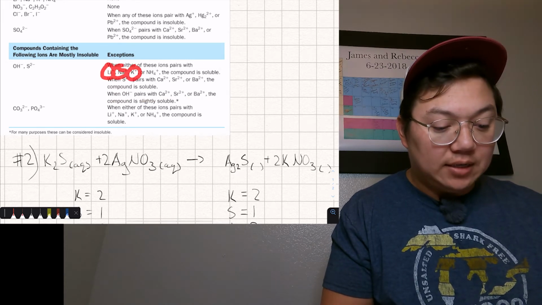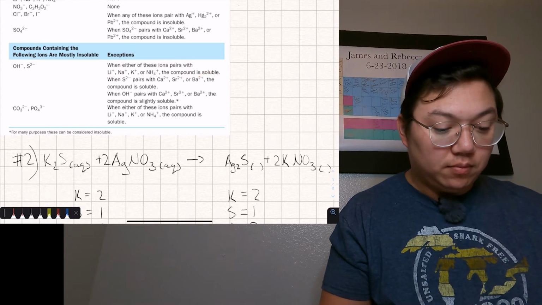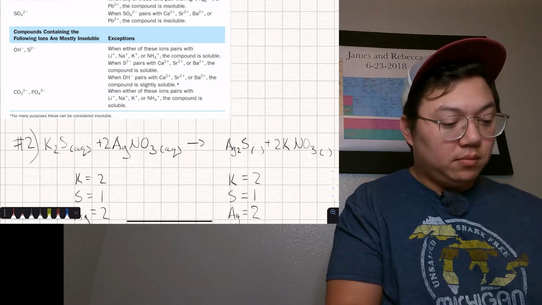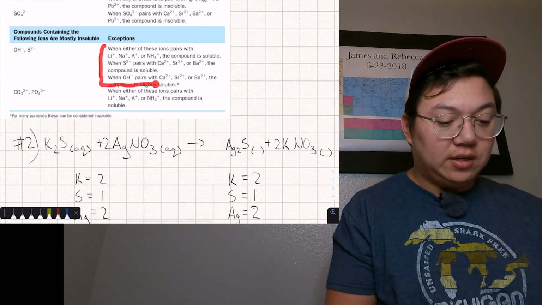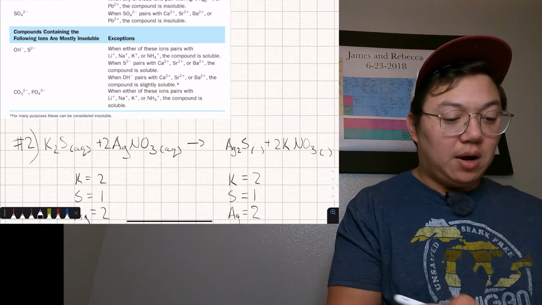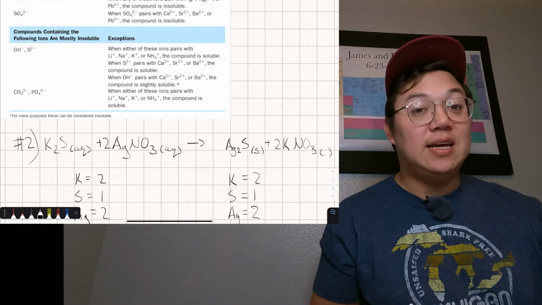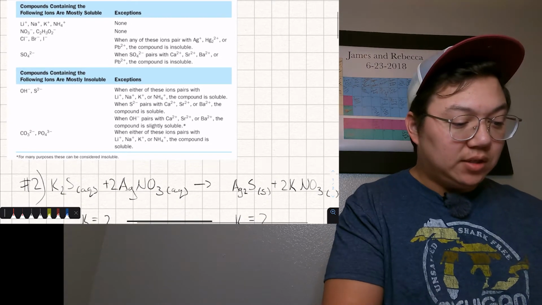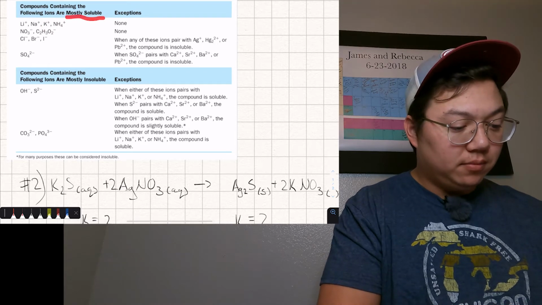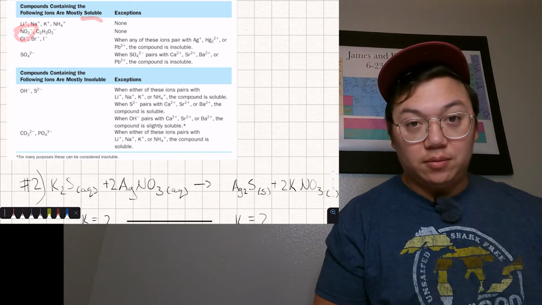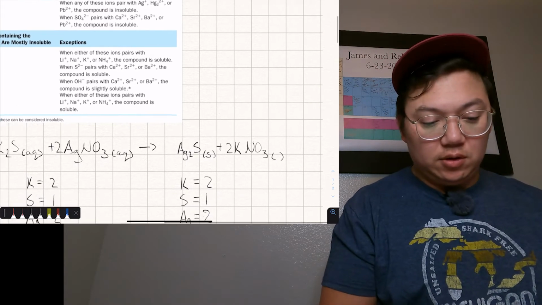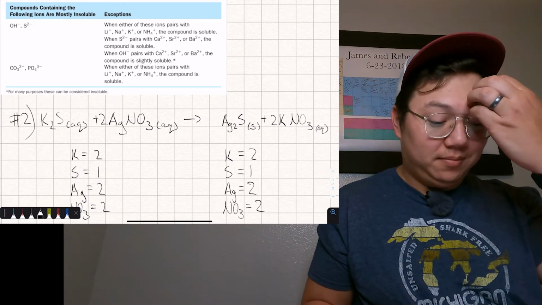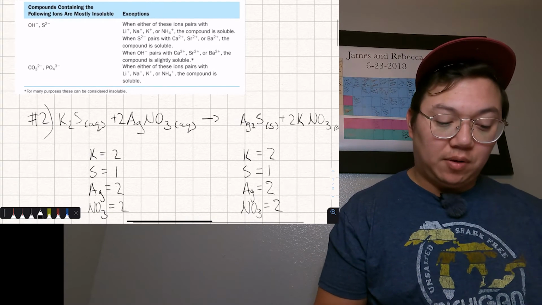So lithium, sodium, potassium, or ammonium would be soluble. Calcium, strontium, and barium would be soluble. We have sulfur, which matches to this. And then silver is not on this list of exceptions. So this compound is solid. It's insoluble. For potassium nitrate, most things forming with potassium are soluble, and most things forming with nitrate are soluble. So both of those form soluble compounds. So this would be aqueous. This is a very, very multi-stepped problem. They kind of have to be written this way so that I can put them on the exam.